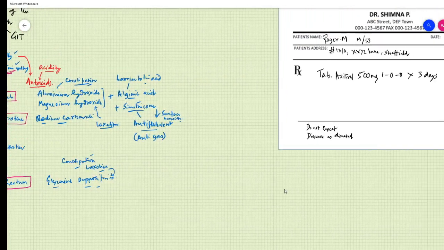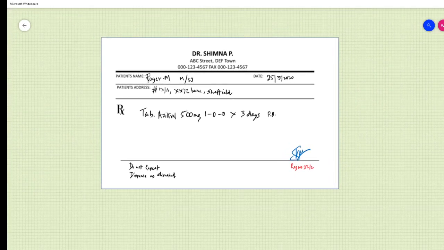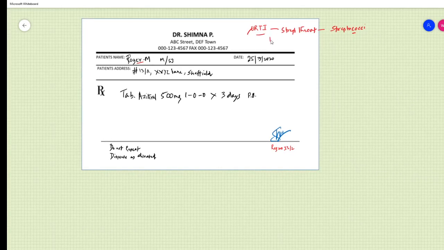So to understand more, let's look at a prescription. This prescription is of a patient. His name happens to be Roger, and he had an upper respiratory tract infection. Maybe he had a strep throat, which is caused by streptococci infection, and he had, say, pyrexia, which is fever.